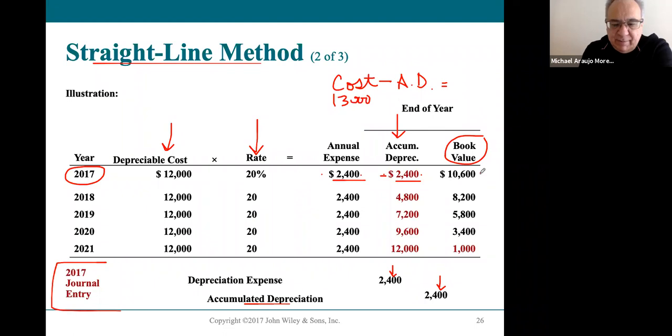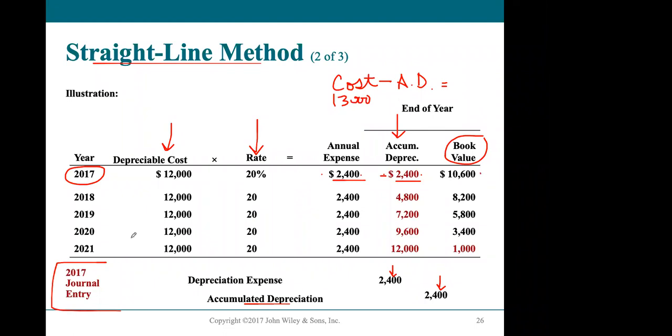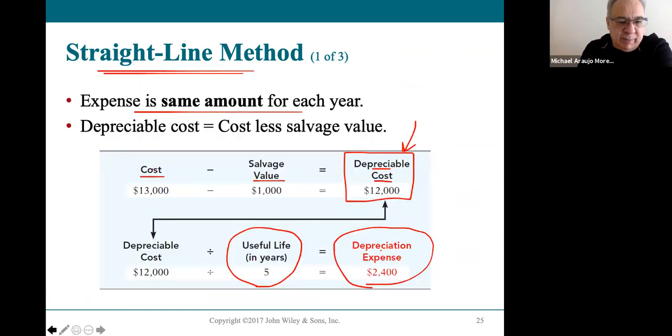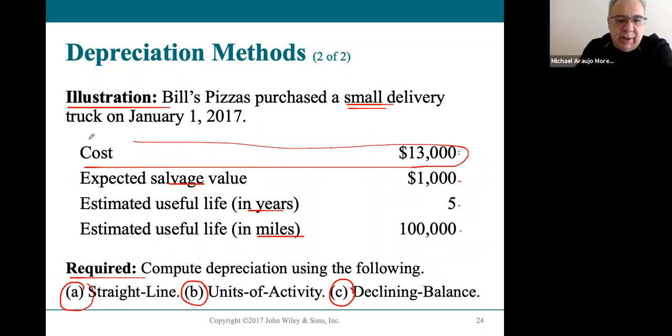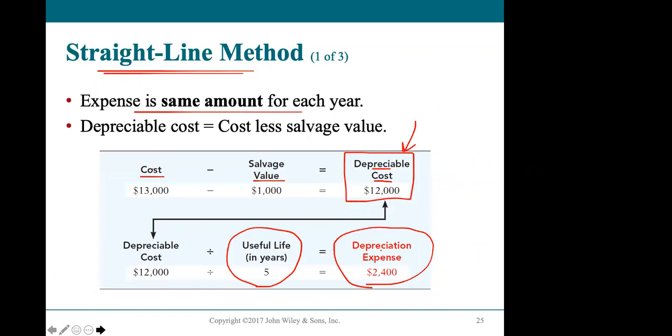That's your book value. Wait, how do we get to 13,000? That was the cost of the truck. Let me go back to the previous slide. The cost of the truck is 13,000. Oh, okay, thanks. All right.